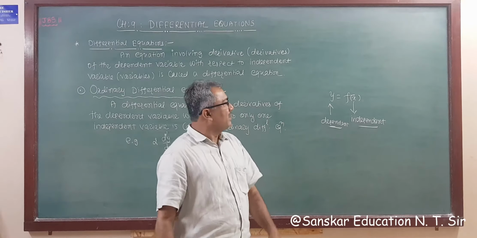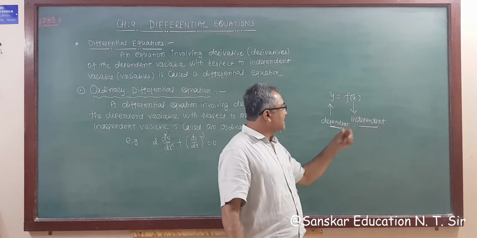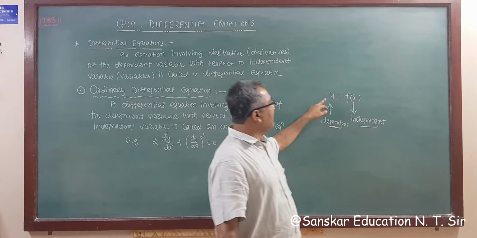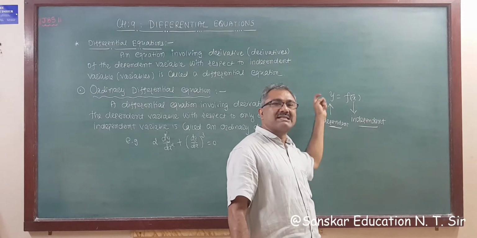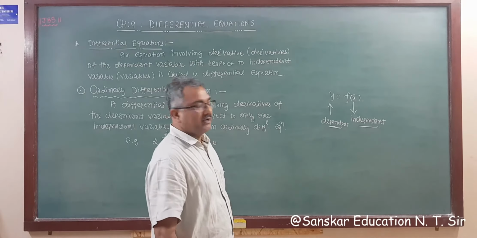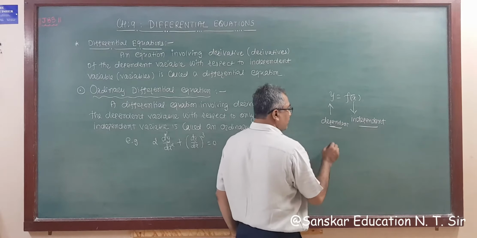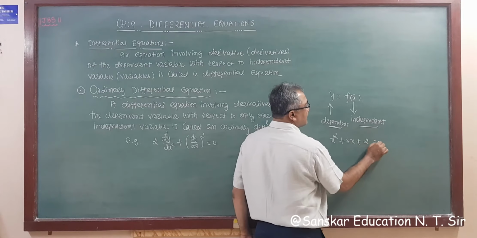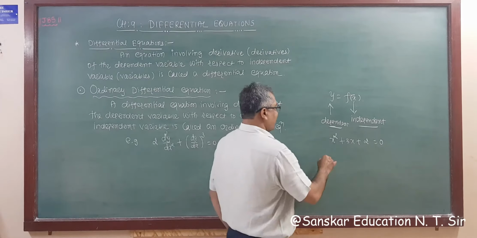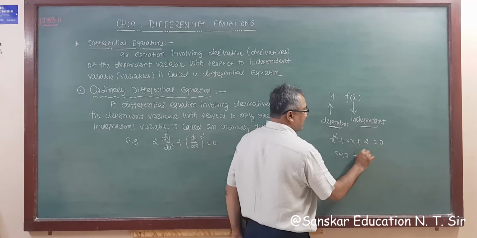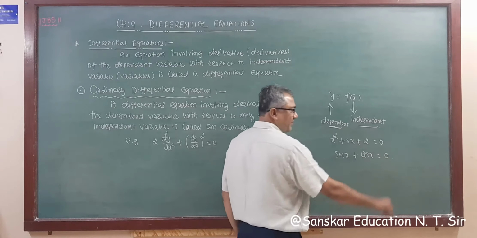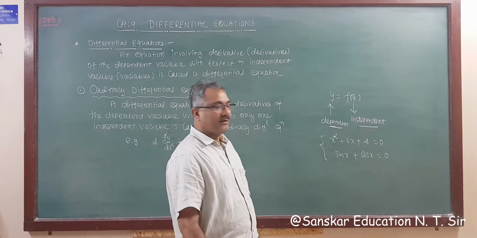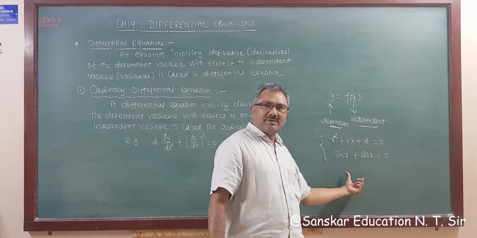So this variable x is called the independent variable because you can choose any value of x, but the value of y always depends on the value of x. So this is the dependent variable and this is the independent variable. Now in lower standards you study questions like x square plus 3x plus 2 is equal to 0. In 11th standard trigonometry you will learn this type of equation, sin x plus cos x is equal to 0. So this type of question in which these all are independent variables.